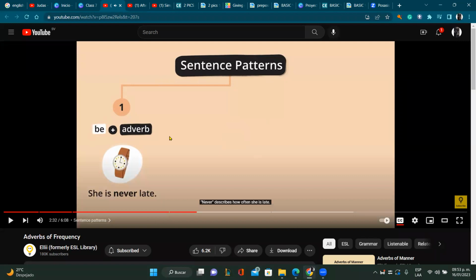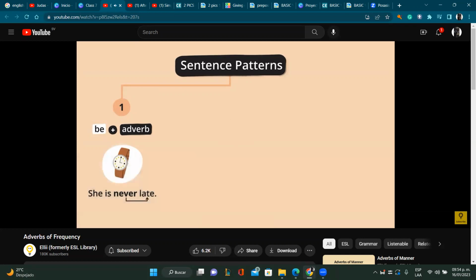This is what I told you last week. So whenever we have a verb to be, it is always attached to the noun or the subject. It cannot be separated. El verbo to be nunca se va a separar del sujeto. And let's pay attention to this because it is on the exam. So she's never late. We cannot say she never is late. It's impossible. So these two are together all the time, and we place the adverb after the verb to be. It describes how often she is late.